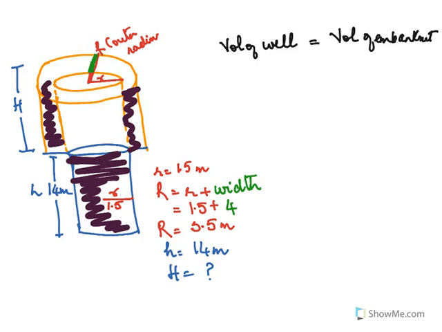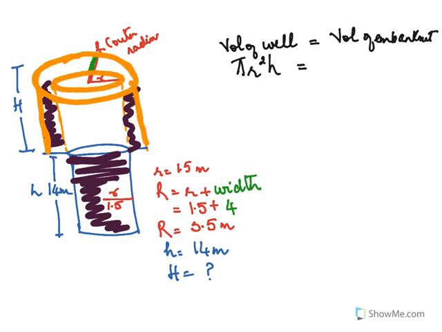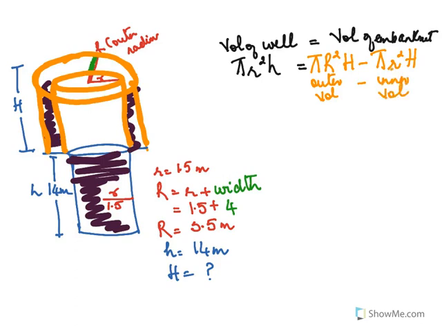So what is the volume of the well? The well is a cylinder, so it will be pi r square h. And the embankment is a hollow cylinder, so embankment will be outer volume, that's the outer cylinder, minus the inner cylinder. Remember, it is hollow in the middle. So it would be pi R square H minus pi r square h, outer volume minus inner volume, because it is hollow.